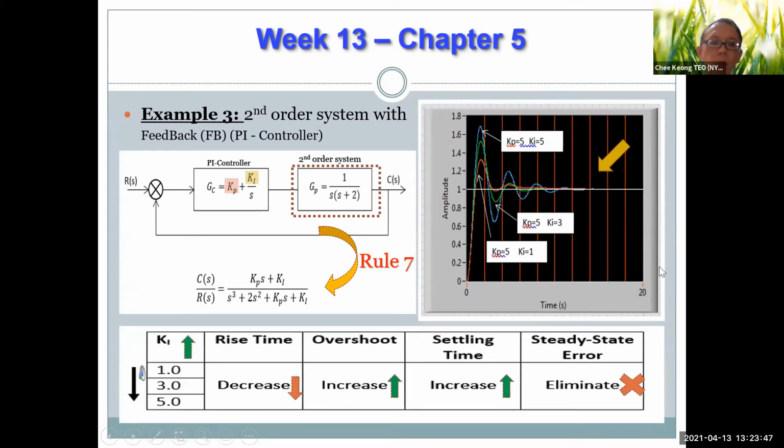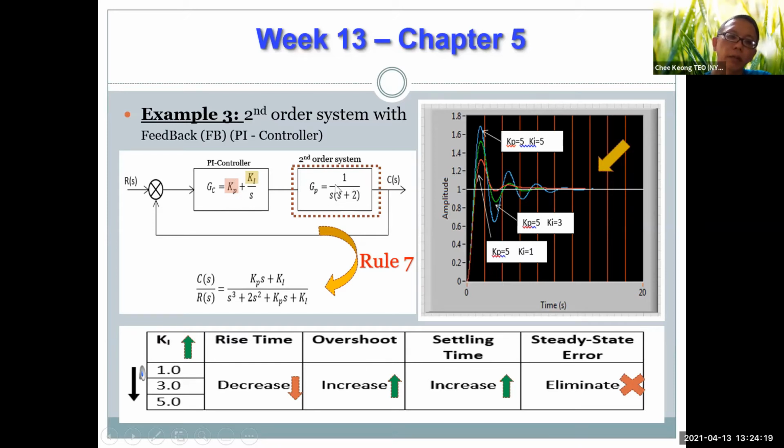Now instead of using the P controller, we use a PI controller. The net effect of increasing Ki while keeping Kp constant at 5: increasing Ki causes rise time to decrease, whereas it causes settling time and maximum peak to increase. Also to note is that the steady state error is totally eliminated when an integral controller is introduced.